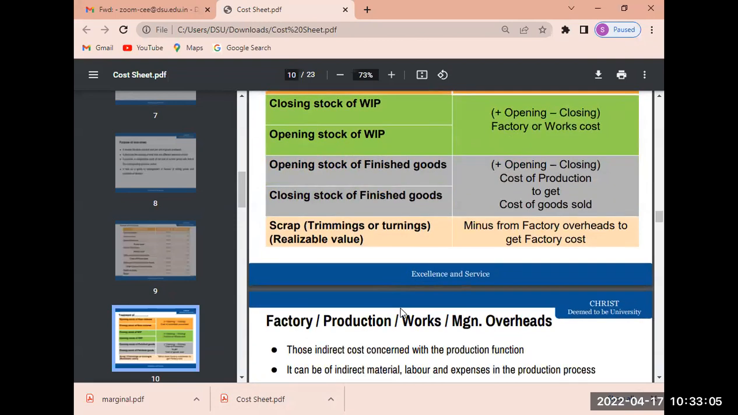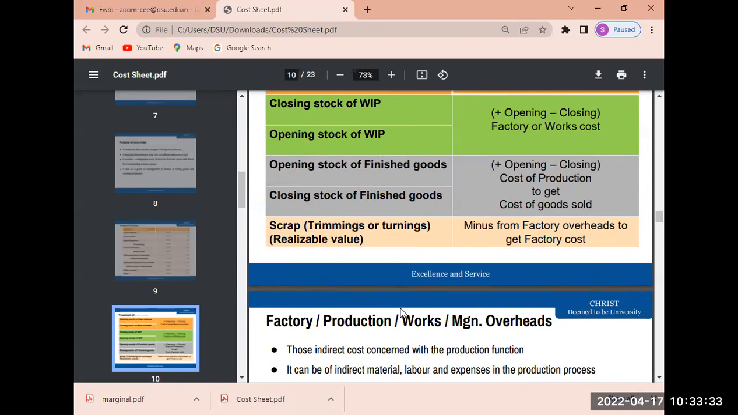Similarly, there is another type of opening and closing, that is finished goods. This needs to be adjusted before you calculate cost of goods sold. It is going to be added with cost of production and minused from cost of production to get cost of goods sold. I repeat again, cost of production plus opening stock of finished goods minus closing stock of finished goods is equal to cost of goods sold. Okay.